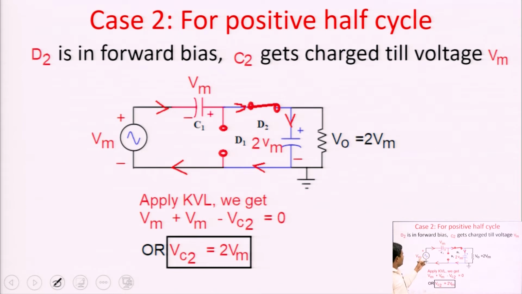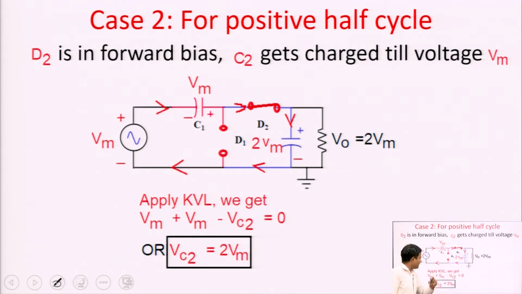Now in the positive half cycle, what will happen? The diode D2 will be in forward bias. D2 will be forward biased by the voltage of C1 as well as the input voltage, because these two voltages are in series, in additive nature. This means Vm plus Vm, 2Vm. So D2 will be in forward bias by the voltage 2Vm. Obviously, the capacitor C2 will get charged to 2Vm voltage.